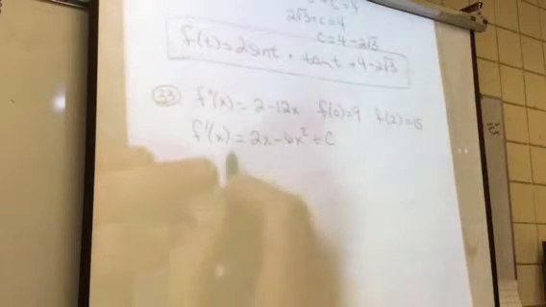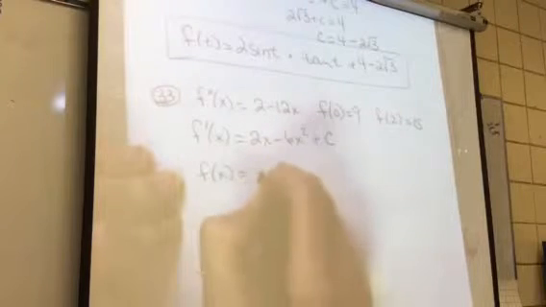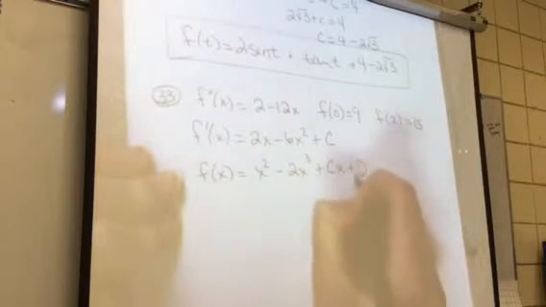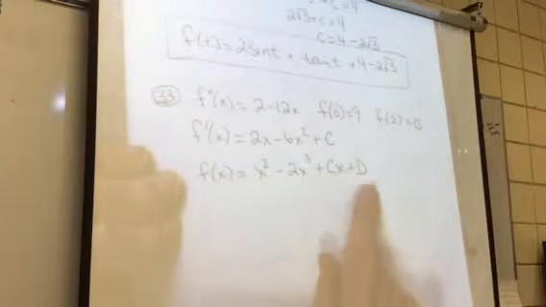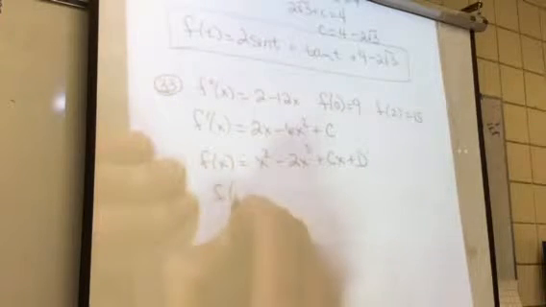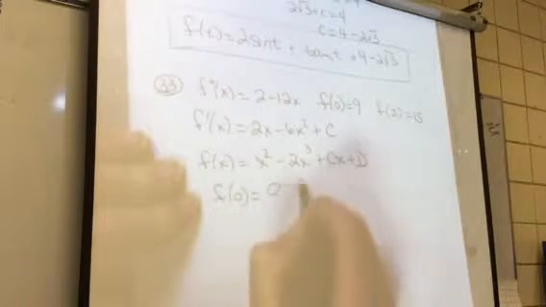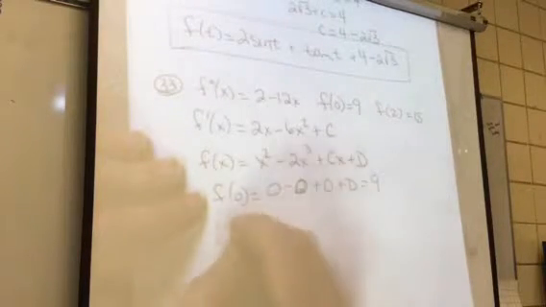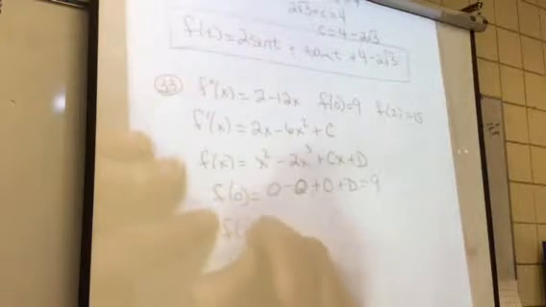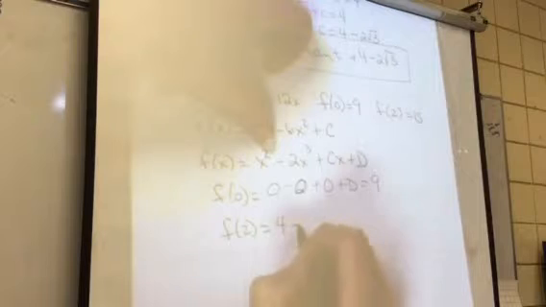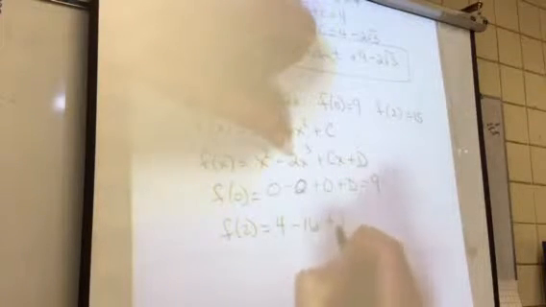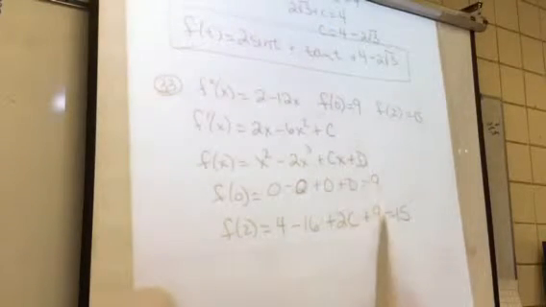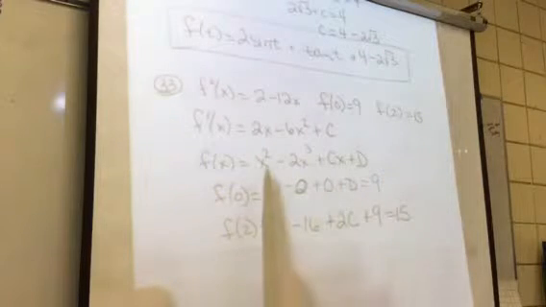plus c. Now when we integrate this, x squared minus 2x cubed plus cx plus d. There you go. So don't forget that little plus cx and then plus d. So now if I input 0 into the function, 0 minus 0 plus 0 plus d equals 9. So d is 9. So now I'm going to input 2. Did I do that correctly? Remember, d is now 9. So you're putting in 2 in the place of x's.